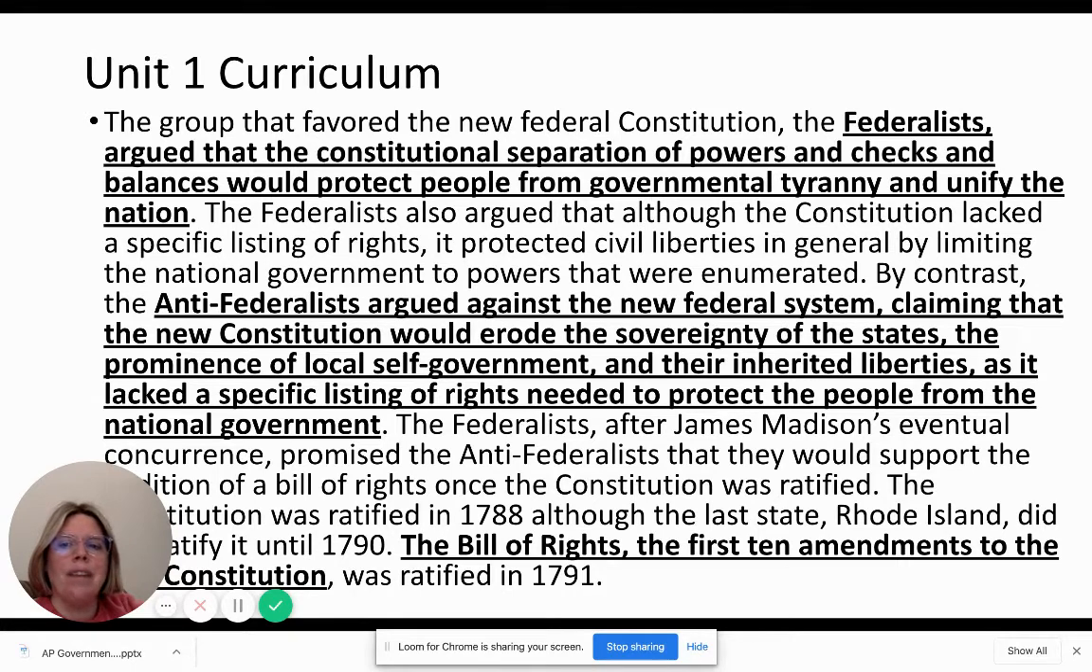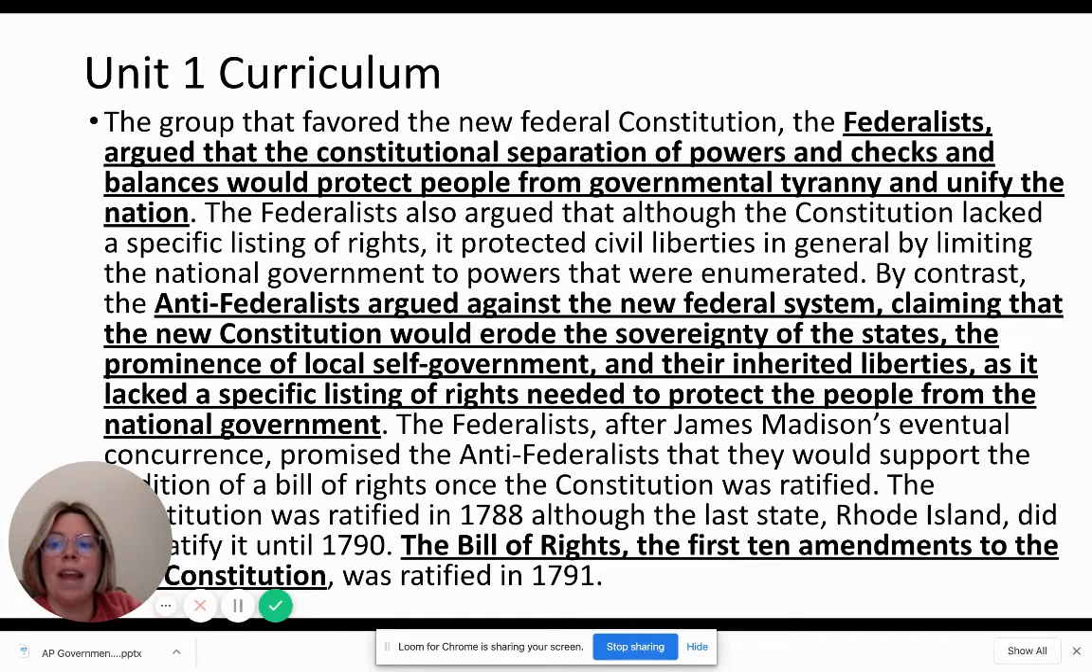So by contrast, the Anti-Federalists argued against a new federal system, claiming the new constitution would erode the sovereignty of the states, the prominence of local self-government, and their inherited liberties, as it lacked a specific listing of rights needed to protect the people from national government.